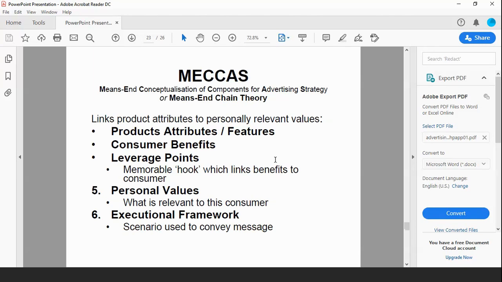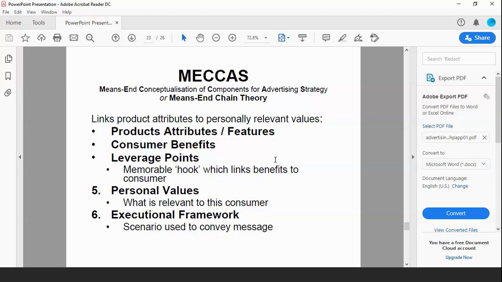The MECCAS, or the means-end chain theory, the means-end conceptualization of components for advertising strategies. Now what does this mean? Means-end means that you actually have an end, and you say that in order to achieve that, you need to have this. In order to achieve that, you need to have this.